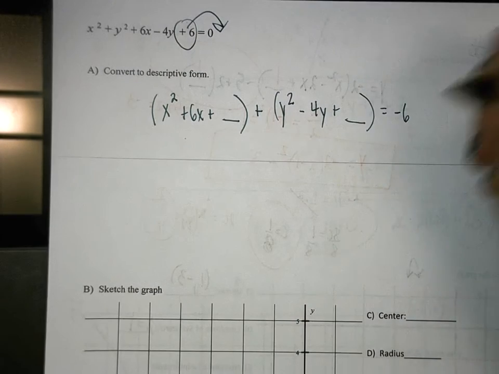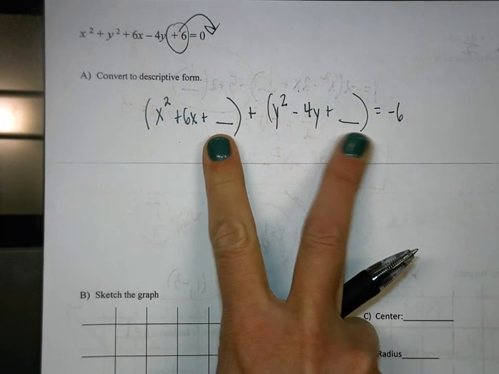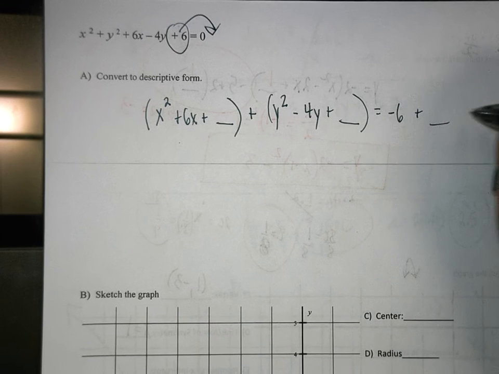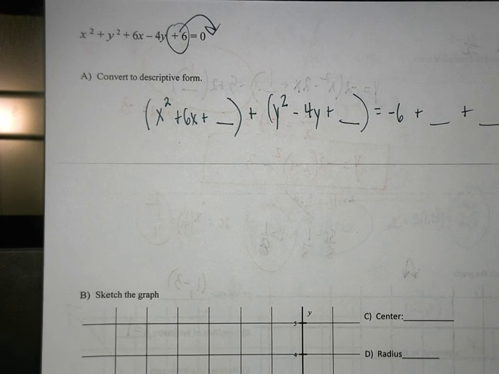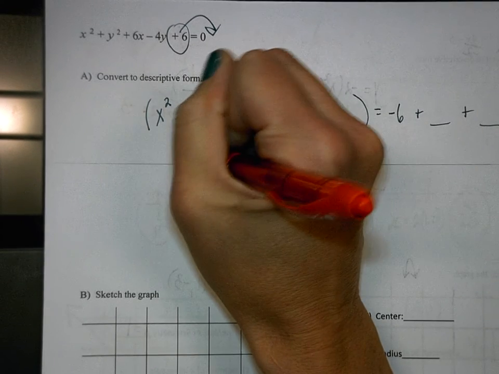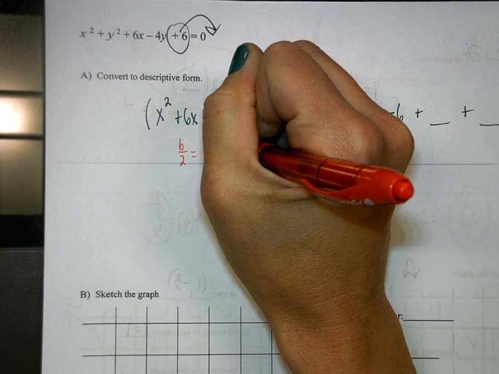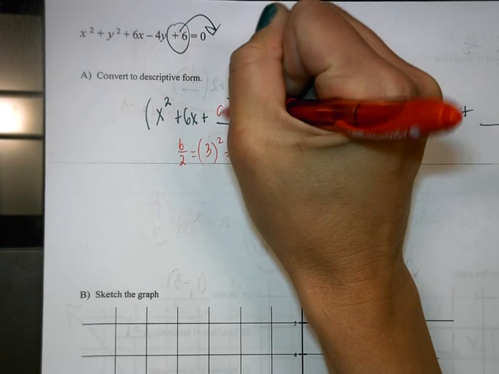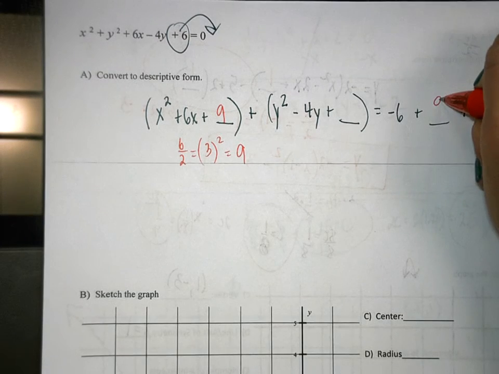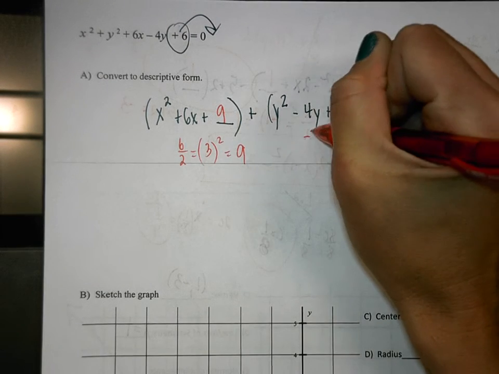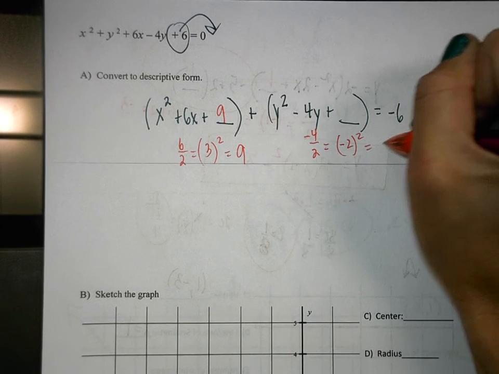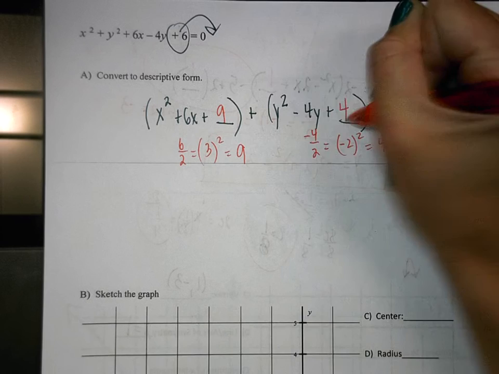And because I have 2 blanks on the left side, we're going to need 2 blanks on the right. And these are both plus, because we balance it by adding the exact same thing to both sides. Okay, what do I do to complete the square? Divide the middle term by 2. Good. And that is 3. 3 squared is 9. So 9 goes into my first blank here, which means it goes into my first blank on the other side of the equation. Negative 4 divided by 2 is negative 2, and negative 2 squared is 4. 4 goes into this blank and this blank.